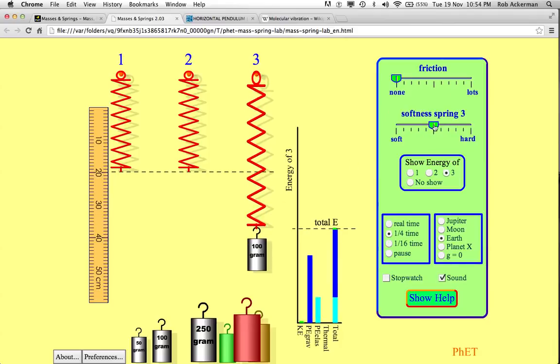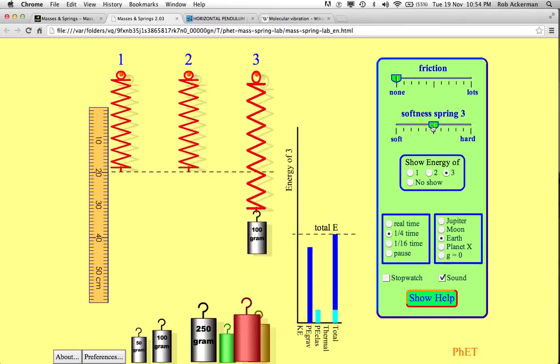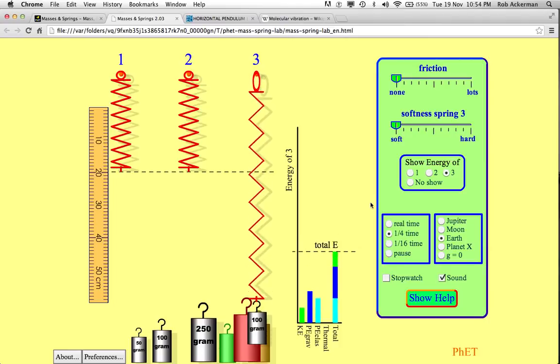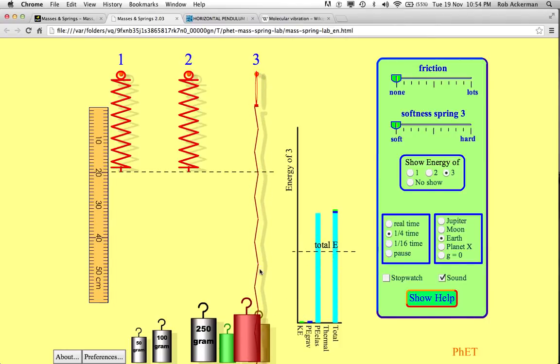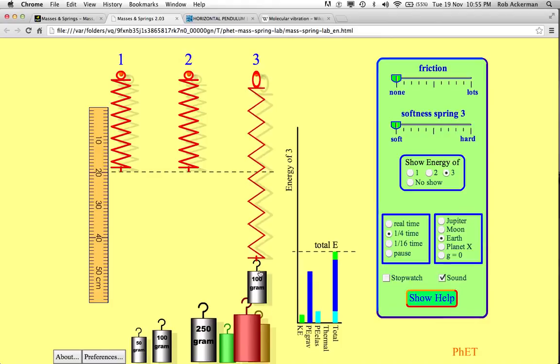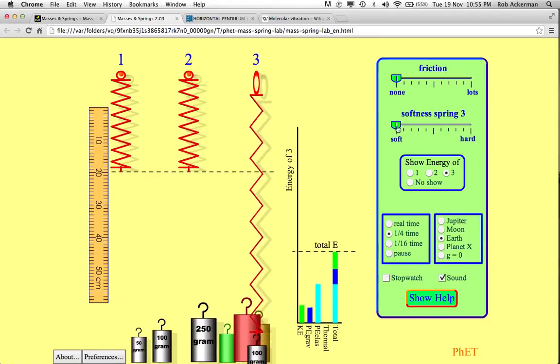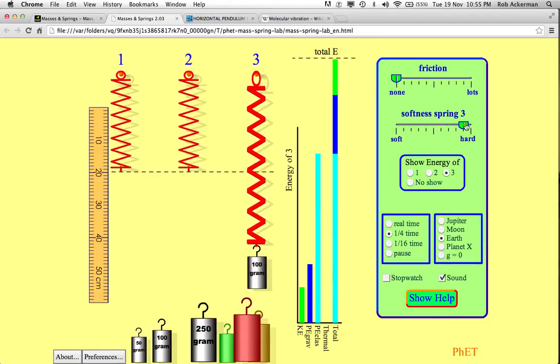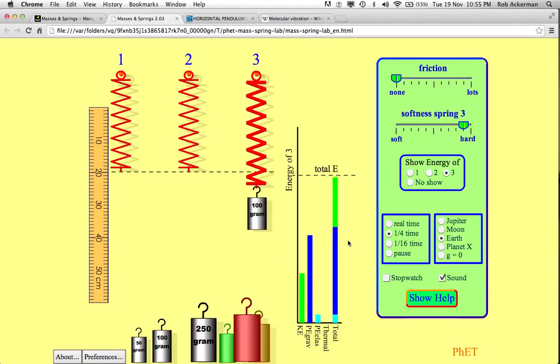You can change the softness, this is the K value of the spring. Let's make the spring less hard, a softer spring. And now look what happens. Now the same force pulling down really stretches that spring. On the other hand, if you increase the K value, now the spring barely stretches, but it whips back and forth at a much higher rate.